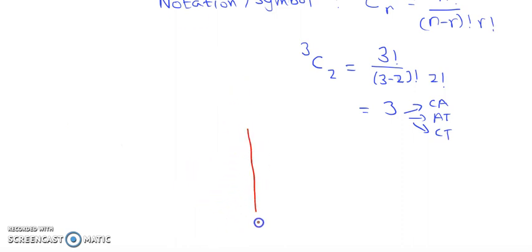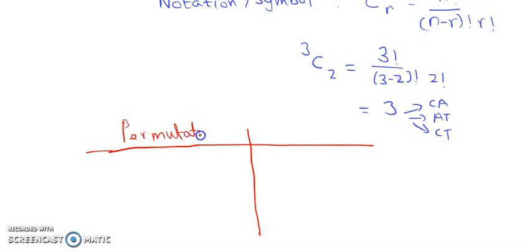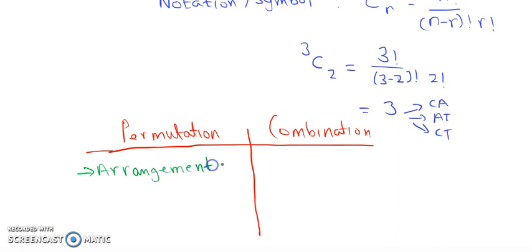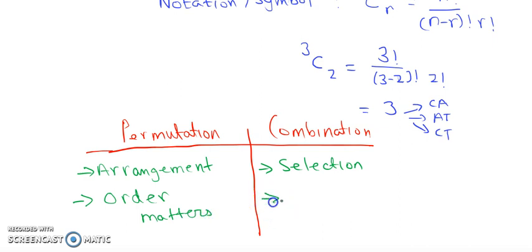So, in conclusion, we could say the difference between a permutation and a combination is this. A permutation is an arrangement. A combination is a selection. In a permutation, the order matters. In a combination, the order does not matter.